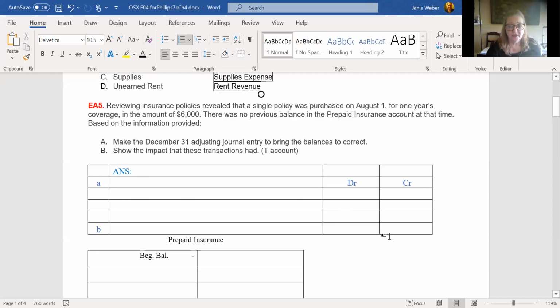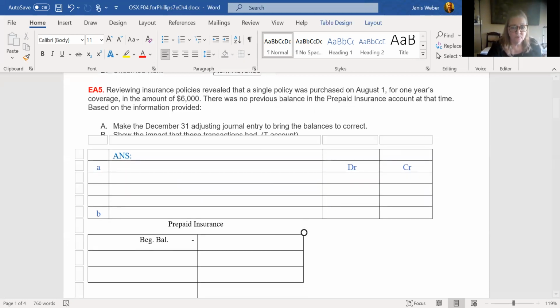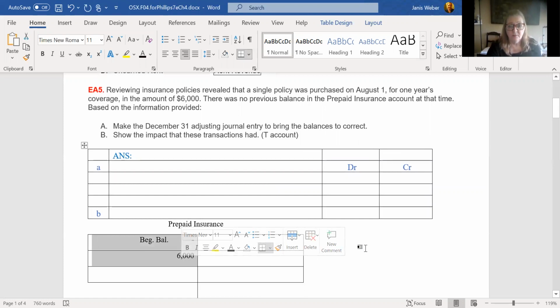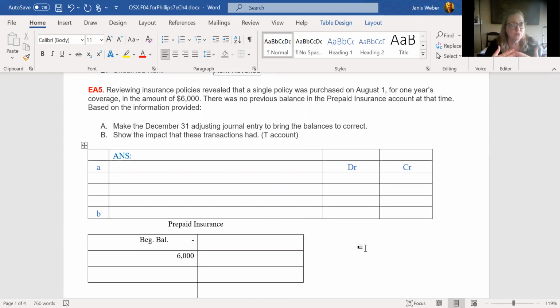So we're going to do both of these. The beginning balance of prepaid was nothing, but they said that we had paid a premium of $6,000. So prepaid insurance has $6,000 in it. It's a 1-year policy purchased on August 1st. By the end of the year, some of the insurance would have expired. So let's see, that's August, September, October, November, and December. 5 months have expired.